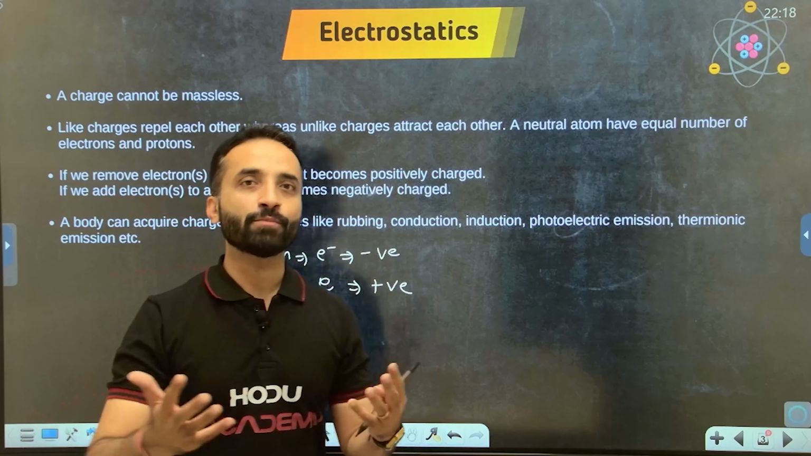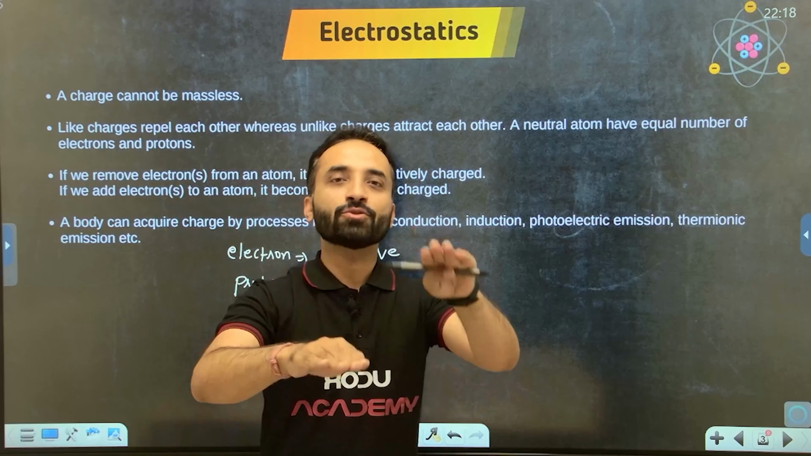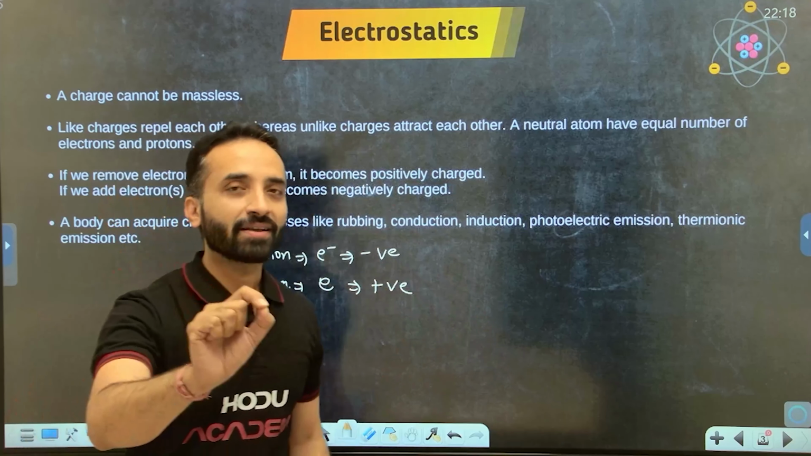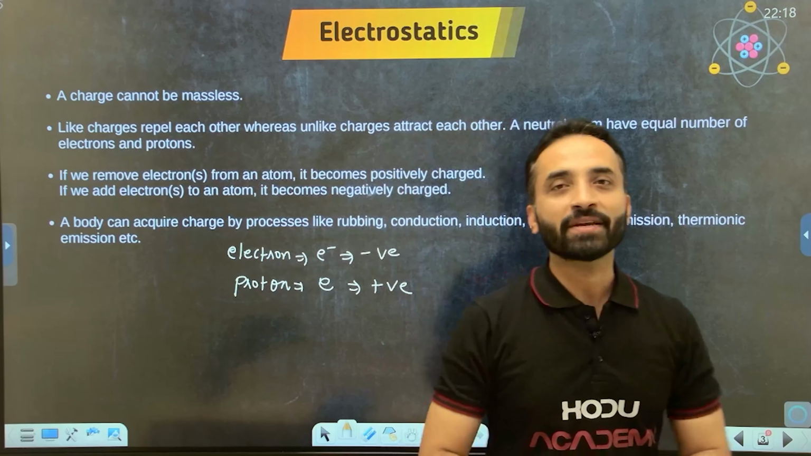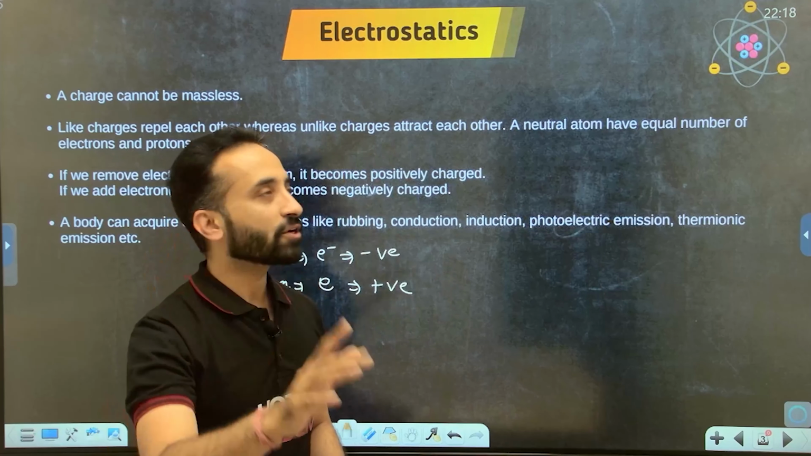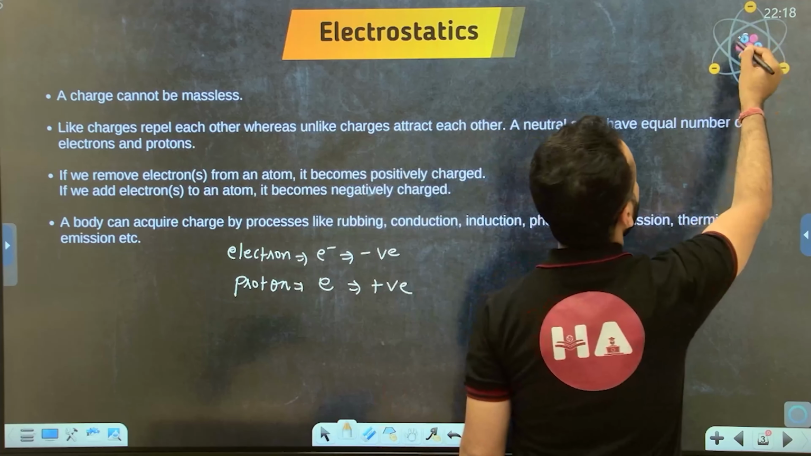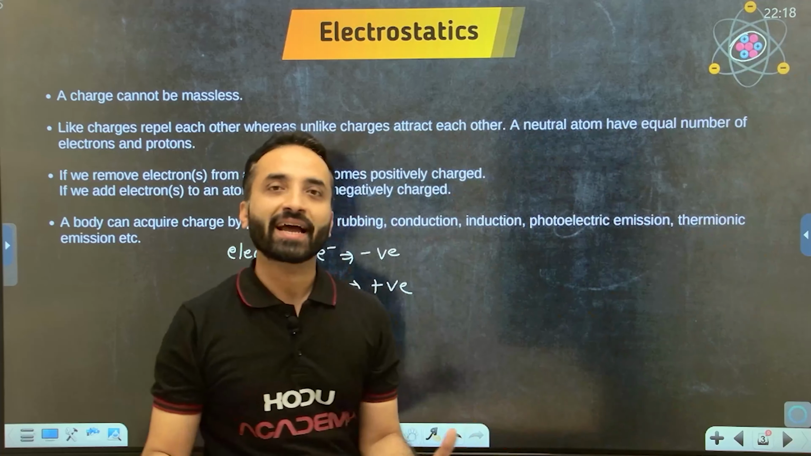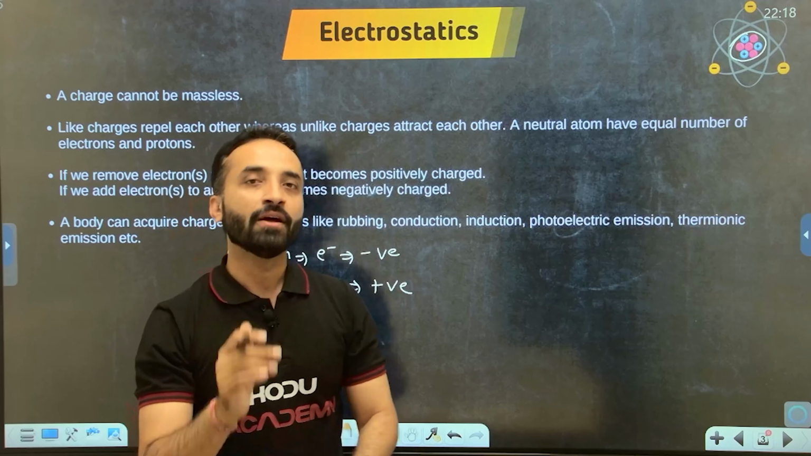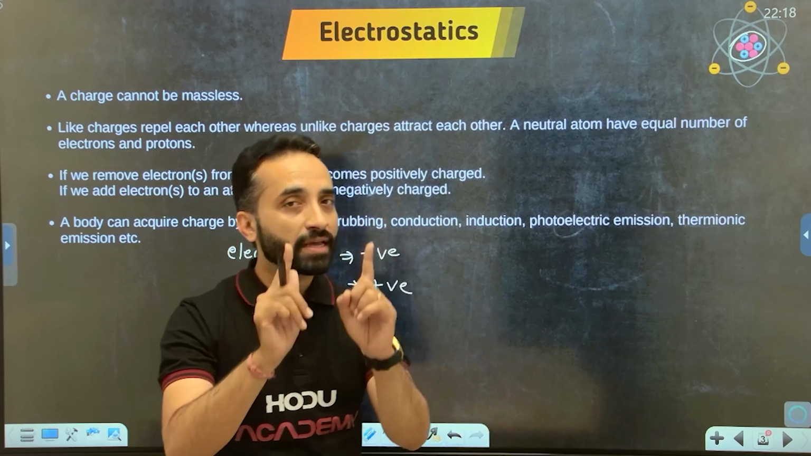Now if you have to make anything charged, what do you need to do? You need to create this imbalance of electrons and protons. But this imbalance can only be done by removing electrons or adding electrons. Of course, you know that protons are very much immune inside the nucleus. We cannot change the protons, we cannot transfer the protons, we can only transfer the electrons.